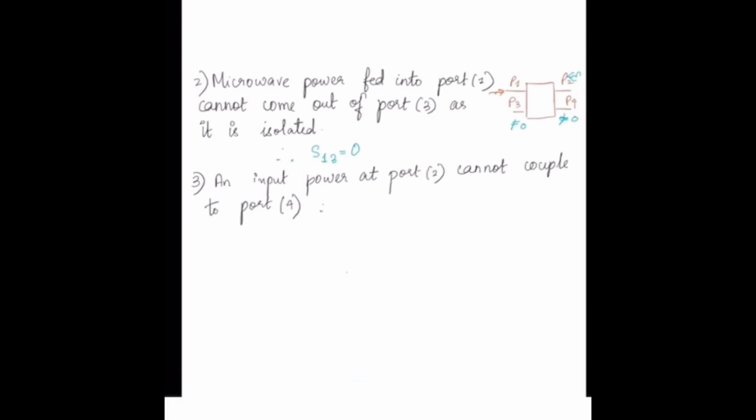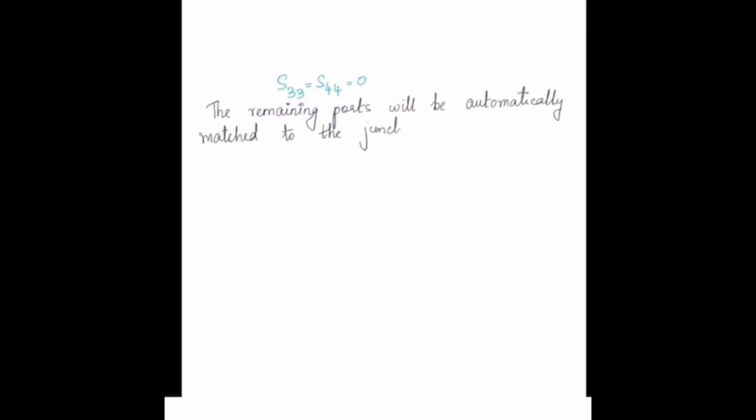S24 is equal to 0. Ports 3 and 4 are perfectly matched to the junction. It can be written as S33 is equal to S44 is equal to 0. So when two of the ports are perfectly matched, then automatically the other two ports also will be perfectly matched. So the remaining ports will be automatically matched to the junction. Perfectly matched to the junction can be written as S11 is equal to S22 is equal to 0.